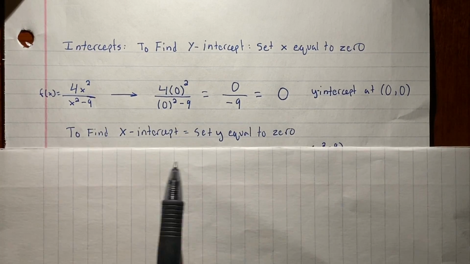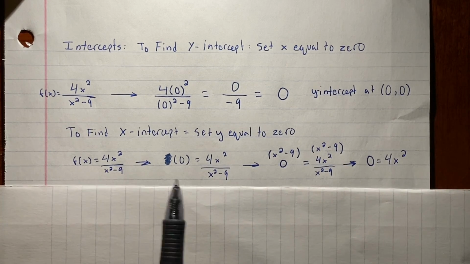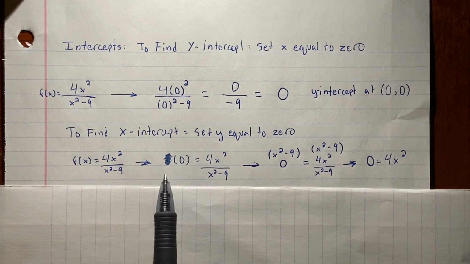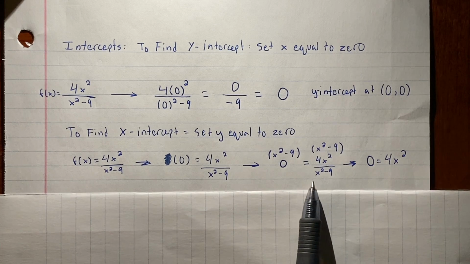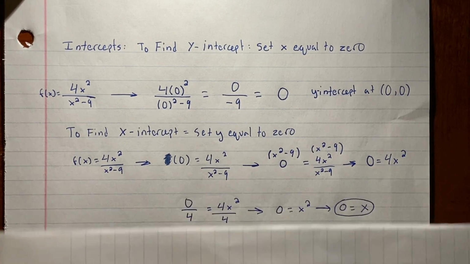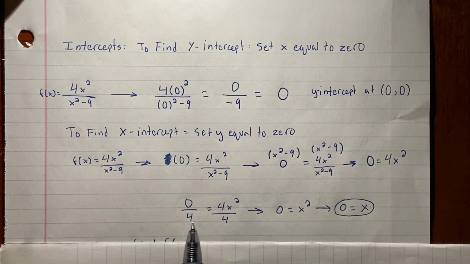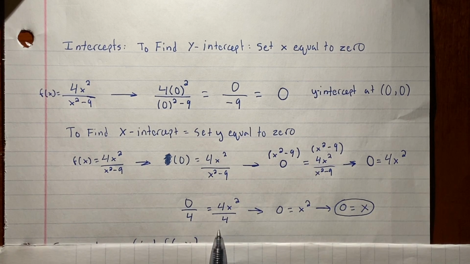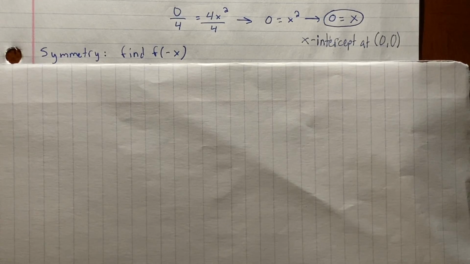To find the x-intercept, you set y equal to 0. So basically, you set the equation equal to 0. And then you multiply the denominator out, so you get 0 equals 4x squared. This becomes 0 over 4 equals 4x squared over 4, because you want to get rid of the 4, which equals 0, and then, as you can see, x equals 0. For the symmetry, I'll hand it off to Zach.